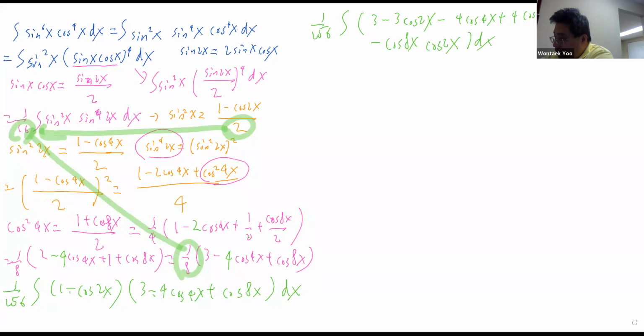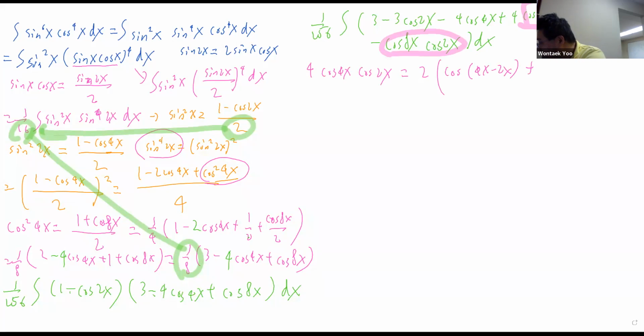So what should we do about these situations? We can use the product-to-sum formula for this. Using the product-to-sum formula, we can say the 4 times cosine 4x cosine 2x term is equal to 2 times the quantity cosine of 4x minus 2x plus cosine of 4x plus 2x, which gives you 2 times cosine 2x plus 2 times cosine of 6x.